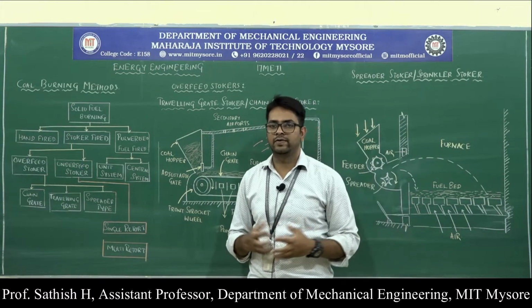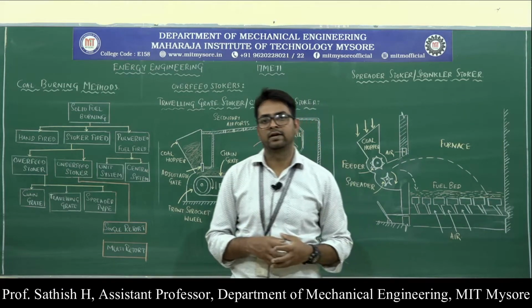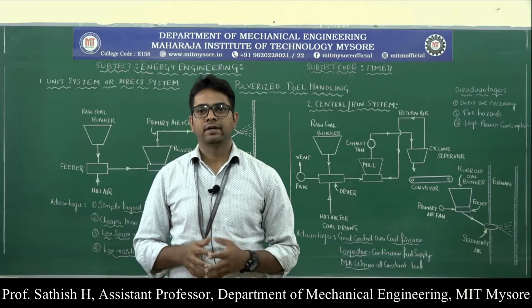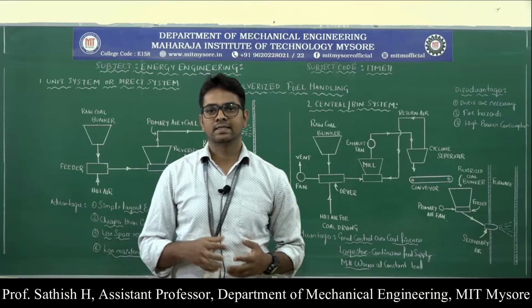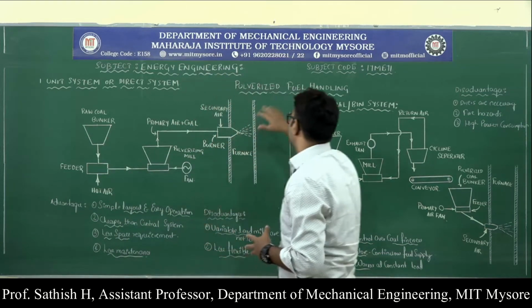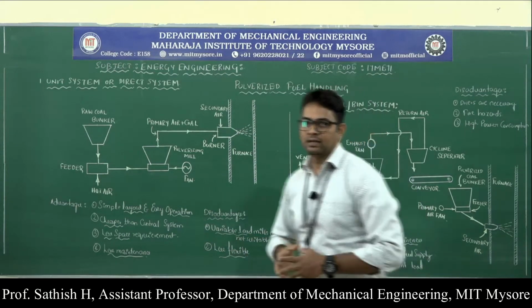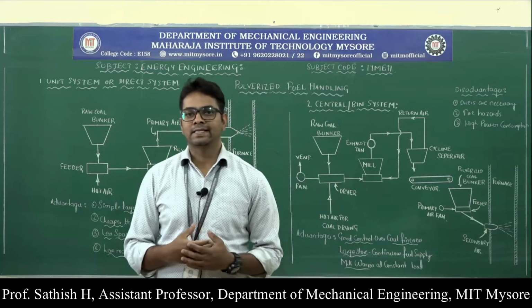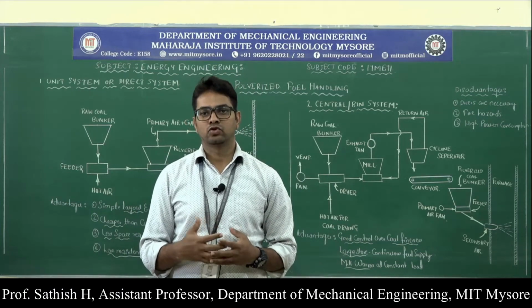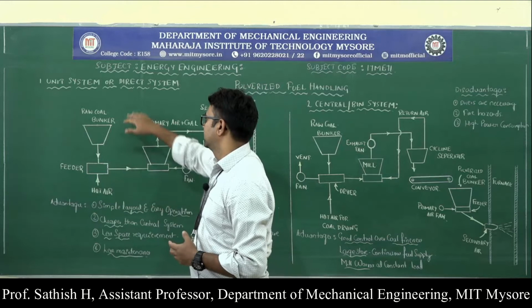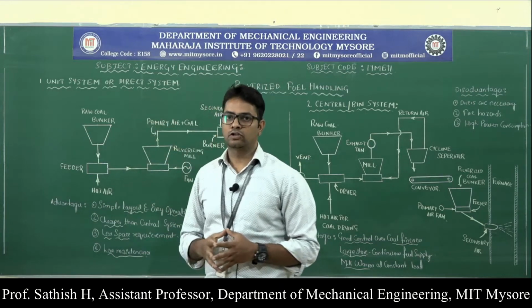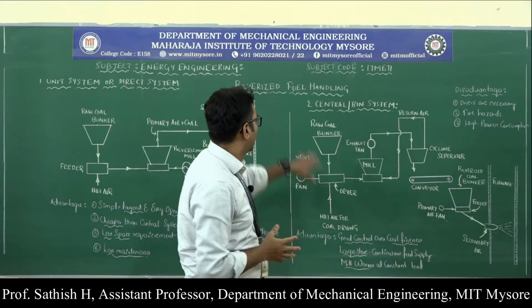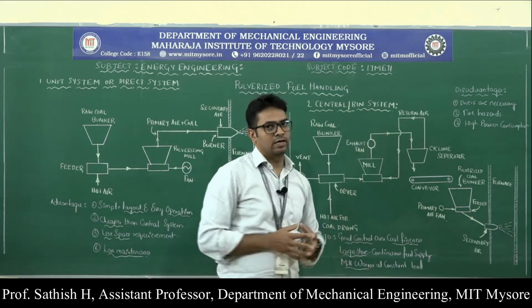Next we will discuss other types of stokers. After discussing the underfeed and overfeed stokers, let us discuss pulverized fuel handling. In pulverized fuel handling, there are basically two types. One is the unit system, also called the direct system, and the second is the central system, also called the bin system.